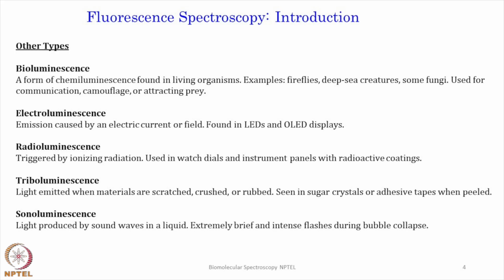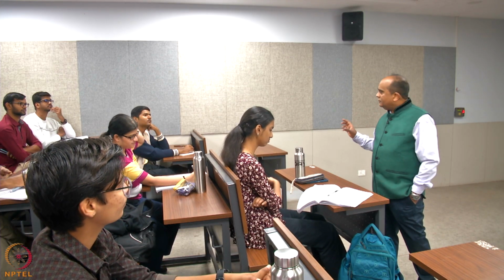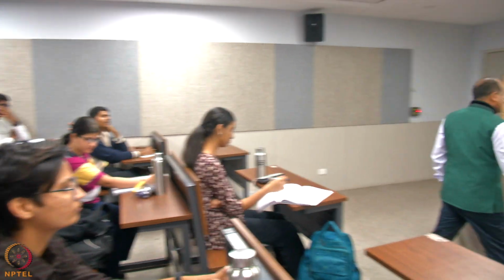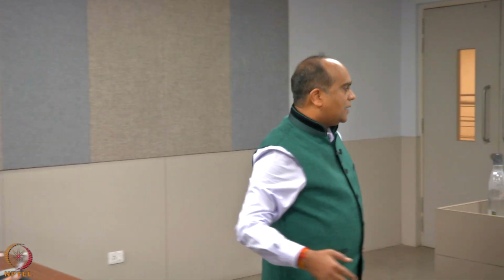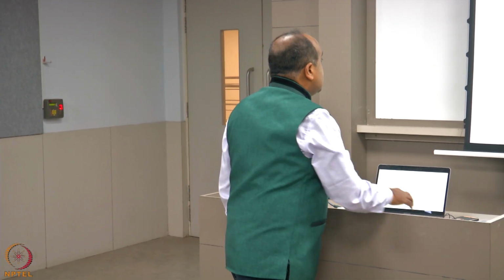So depending upon from which phenomenon the light is coming, you can name them. Bio, coming from a living organism; chemi, coming from a chemical reaction; electro, from an electric field; radio, from radiation; tribo, from scratching or crushing; and sonoluminescence, coming from sound waves. So these are different kinds of radiation that get emitted. In all of the cases, absorption happens directly. When they are emitting light, depending upon the way they are emitting light, that is called luminescence.